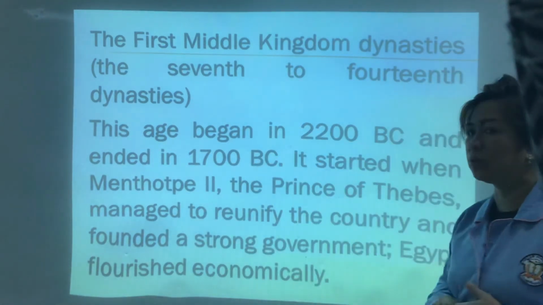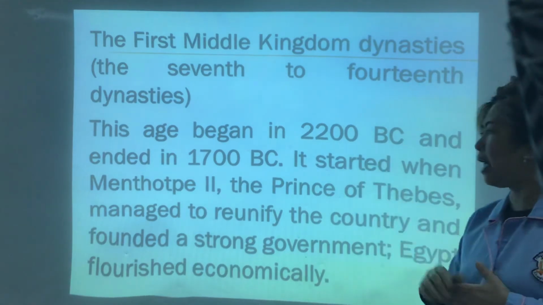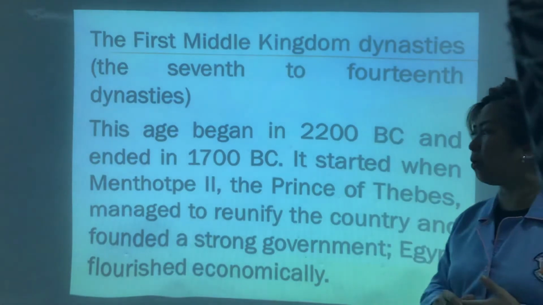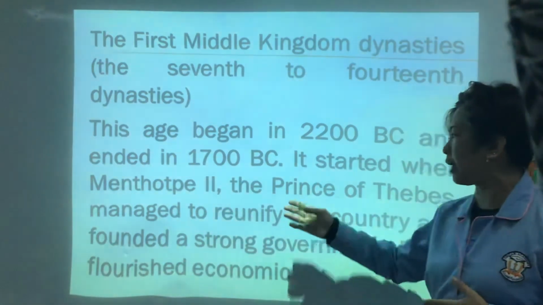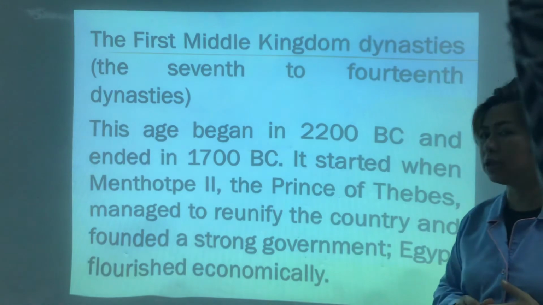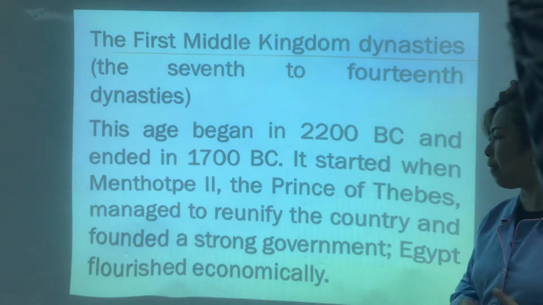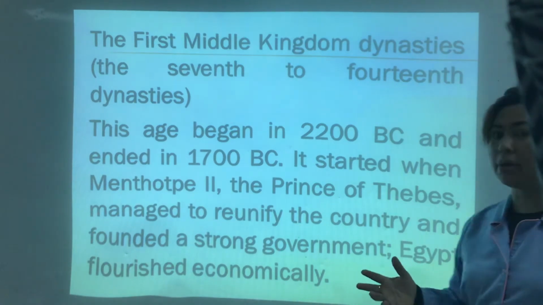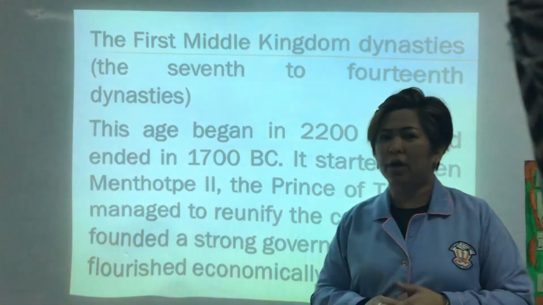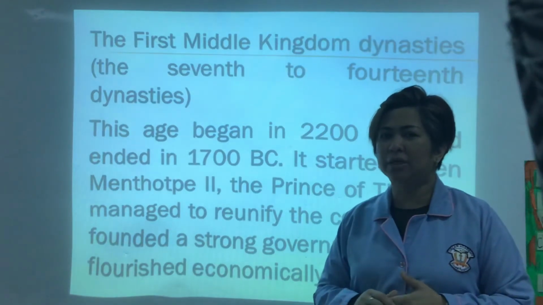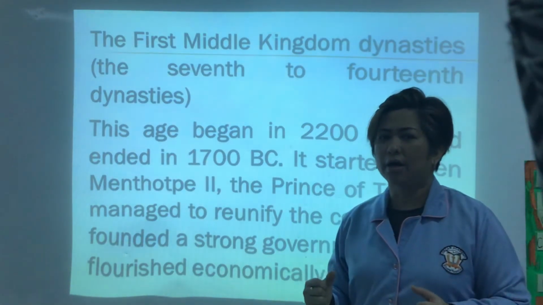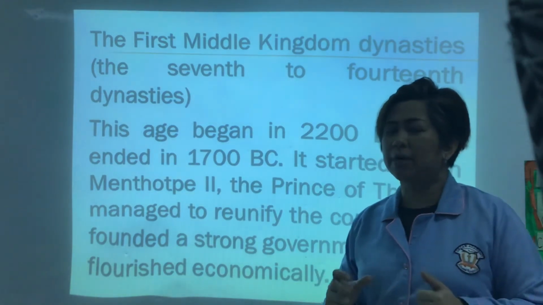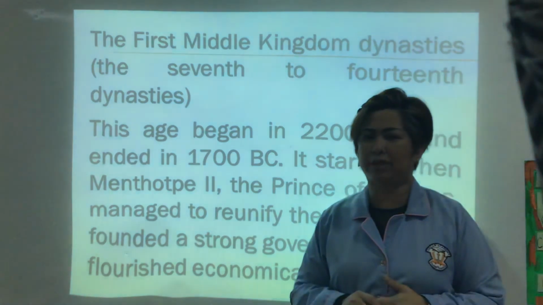Next, the Middle Kingdom dynasties, from the 7th to the 14th dynasty. This age began in 2200 BC and ended in 1700 BC. It started when Mentuhotep, the Prince of Thebes, managed to reunify the country and founded a strong government. Egypt flourished economically. So this is already established, and he gave more power to have a good establishment and a good civilization.